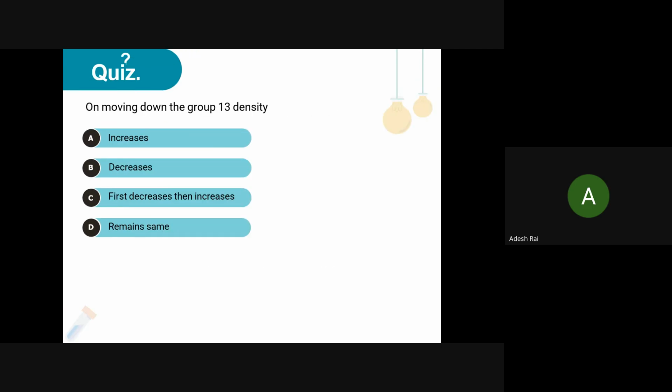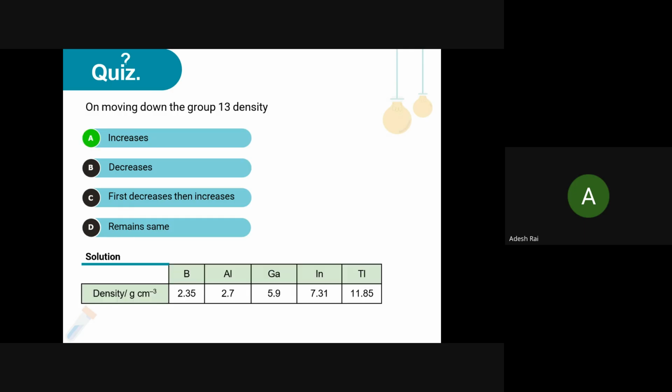Now, on moving down group 13, density, what happens? So density and boiling point have fixed trends. Moving down the group, boiling point decreases but density increases. Is that clear? You can see the experimental data of density.